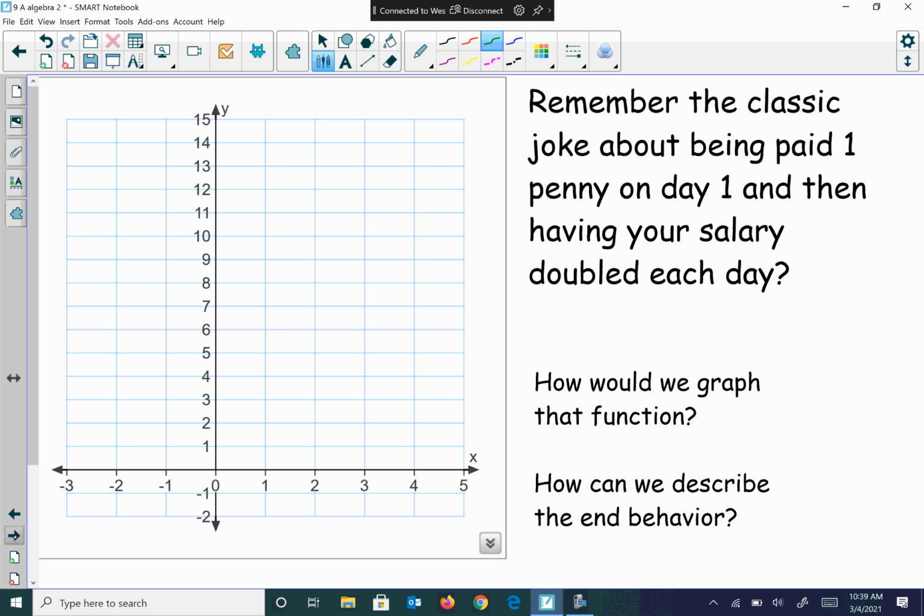But if you do the penny a day, so at day zero, you'd have 0 pennies. On the first day, you'd have 1 penny. On the second day, you'd get 2 pennies. On the third day, you would get 4 pennies. On the fourth day, you'd get 8 pennies. On the fifth day, you'd get 16 pennies. So basically, this graph is doing something that looks like this.